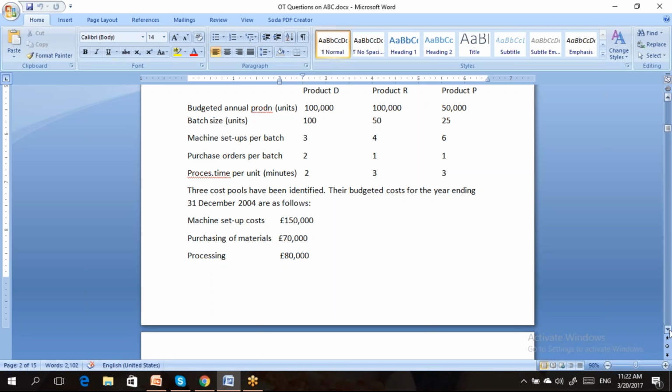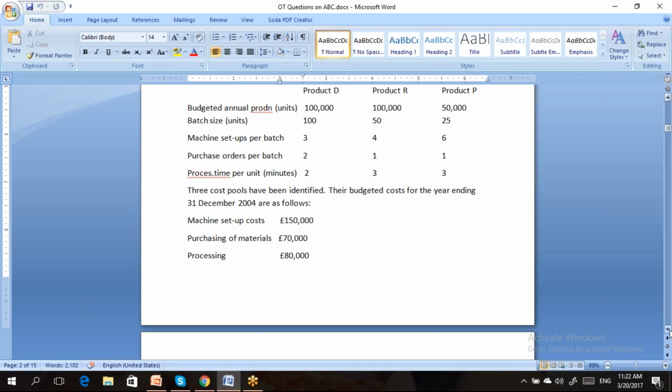Understand? What we got was 150,000 is the total setup cost, and basically the other machine setup per batch is 3, right? So that figure 652 is per setup. So we have to see per unit now.